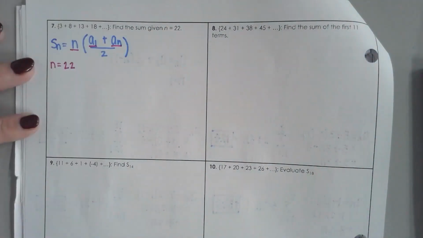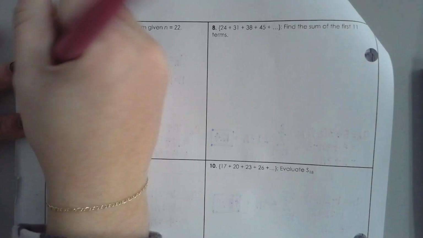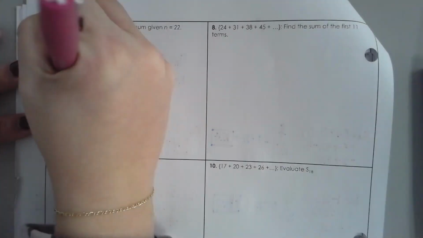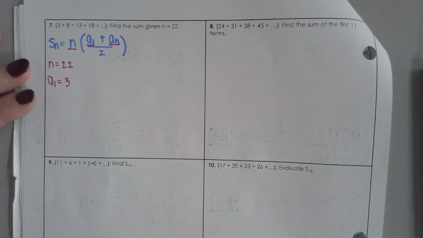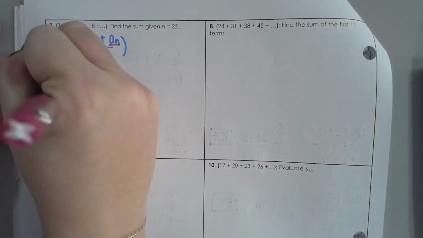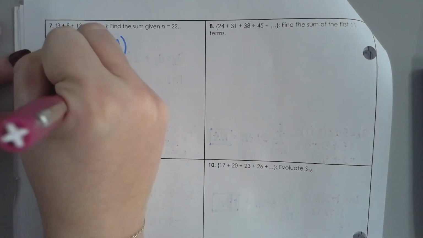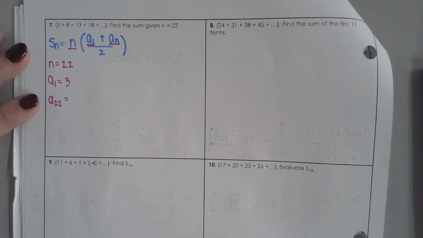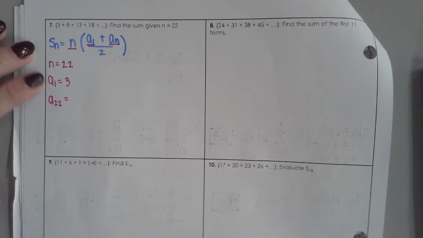Okay. Easy. A1 is what? 3. That's easy. Now I also have to find AN, and in this case, that's A22. So I have to know what the 22nd term is. So that's going to go back.